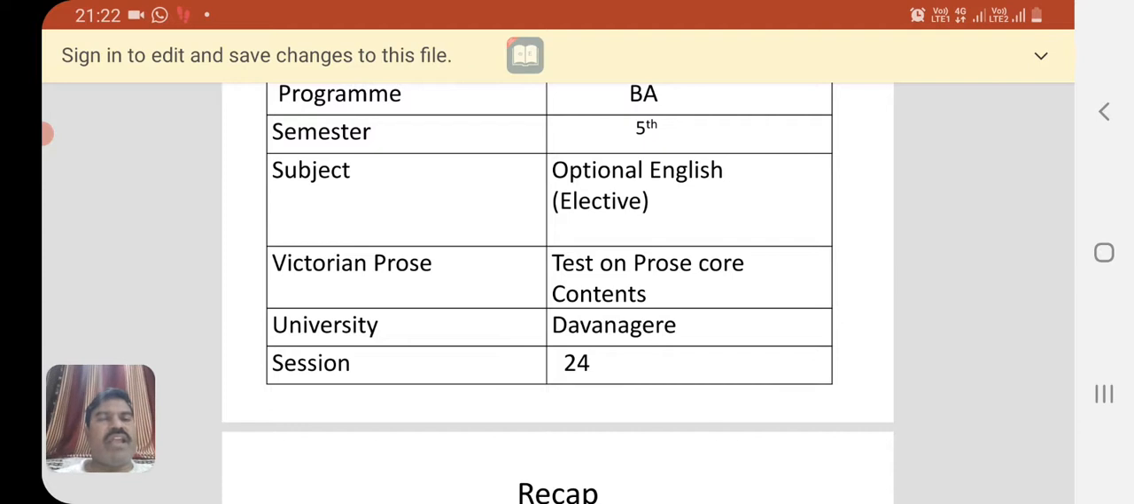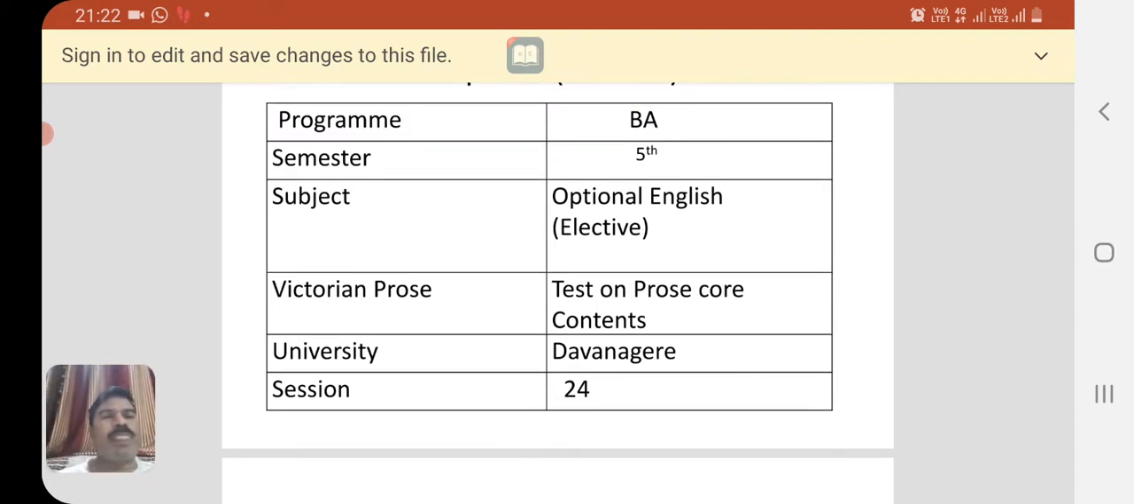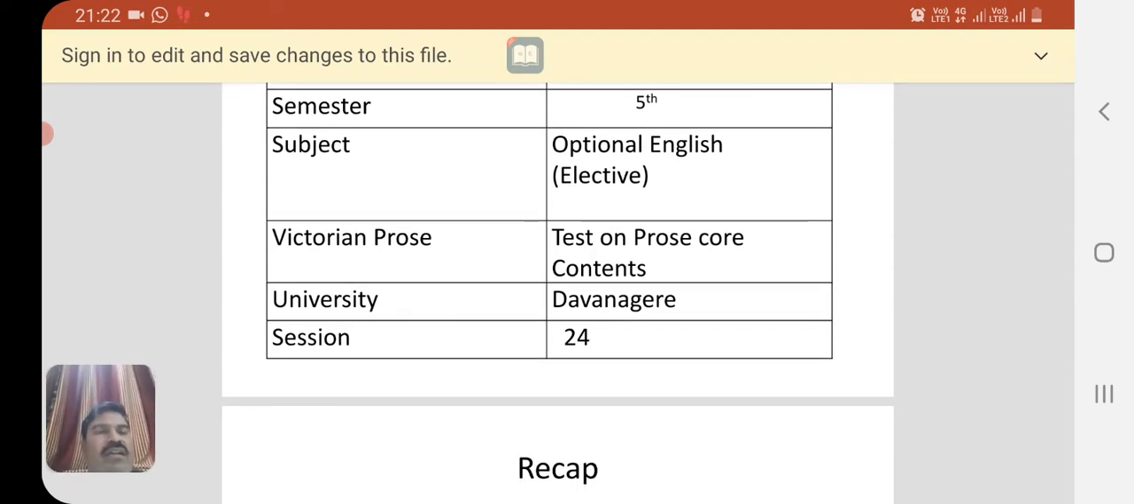So, in this session, I would like to share with you the important questions that you learned and also answer the questions. I have already set questions on the topics that you already learned, that is Victorian prose, prose form, language and style of liberty, and an introduction about J.S. Mill.